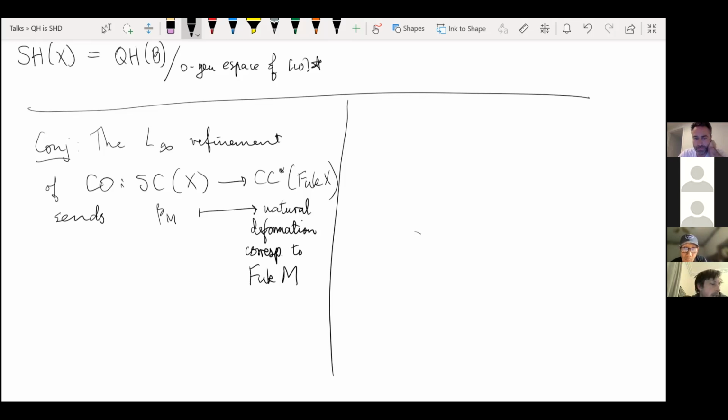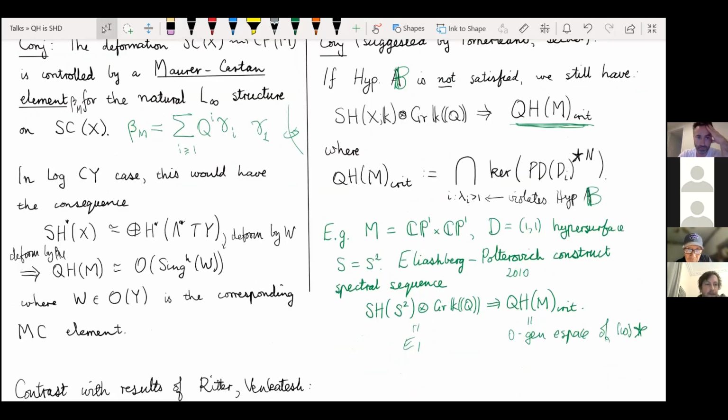So in particular, in this picture, if you've got the Fukaya category of X and the Fukaya category of M, it's saying that the Fukaya category of M is a deformation of the Fukaya category of X given by this particular Maurer-Cartan element, which corresponds under this picture to this function W. Then you should have some statement about matrix factorizations of W being a deformation of the category of coherent sheaves of Y.